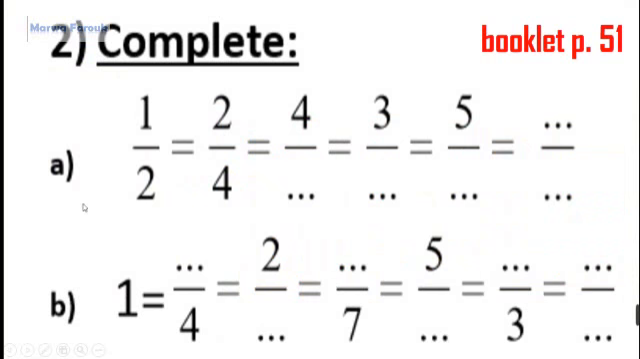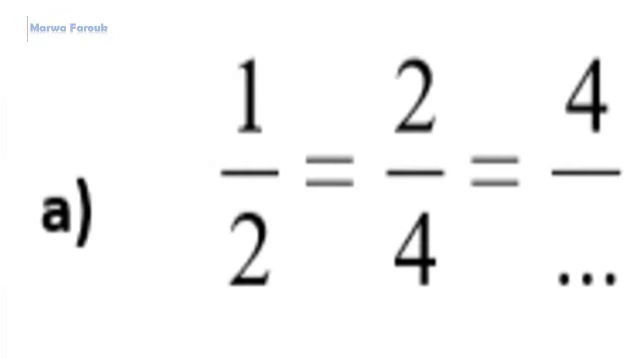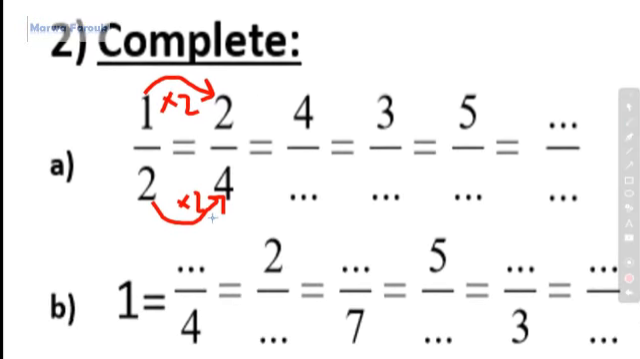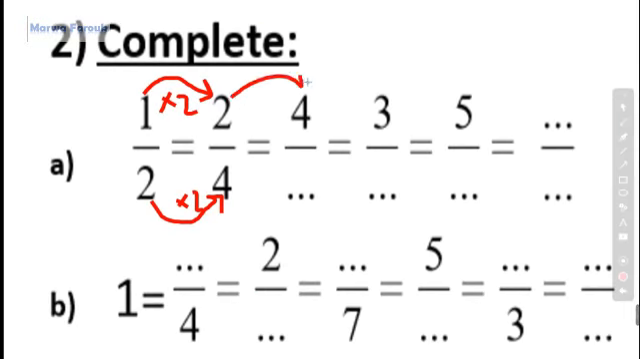Here I have 1 over 2 equals 2 over 4. Who can tell me what we have done here? Yes, excellent. We multiply by 2. 1 times 2 equals 2. And we also multiply the bottom by 2. So 2 times 2 equals 4. The next one. Here I have 2 and 4. 2 times what equals 4? 2. Excellent. So I have to do the same at the bottom.